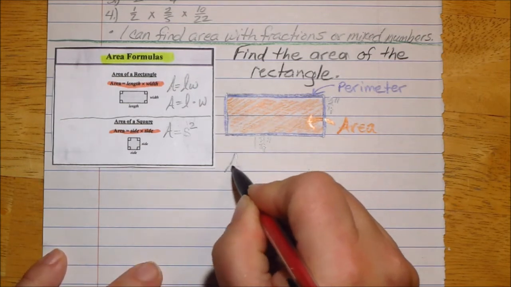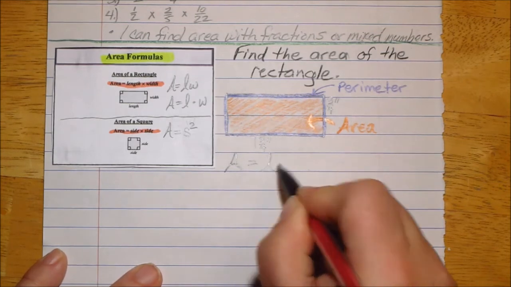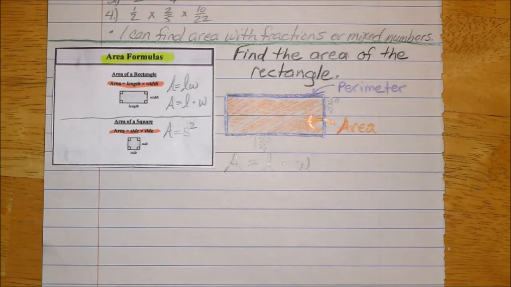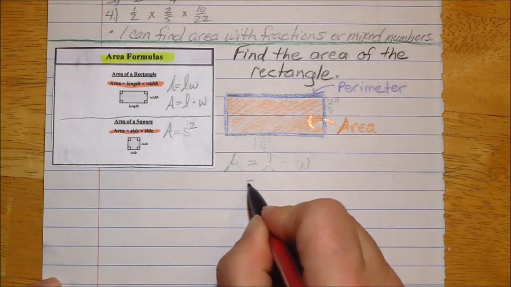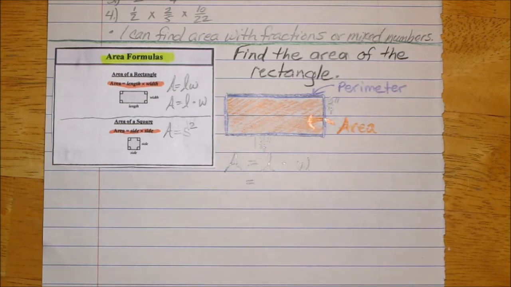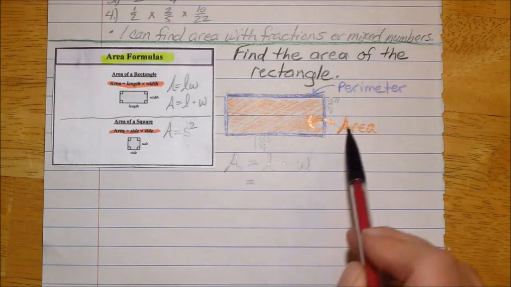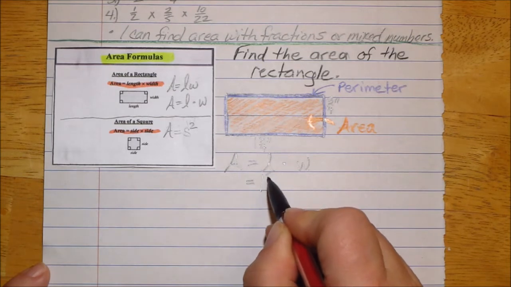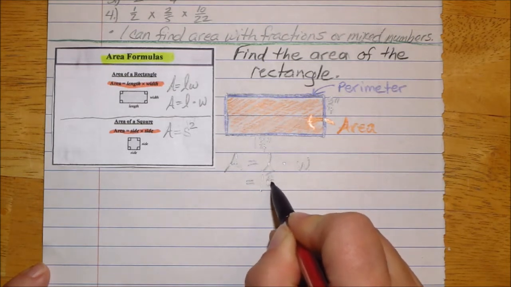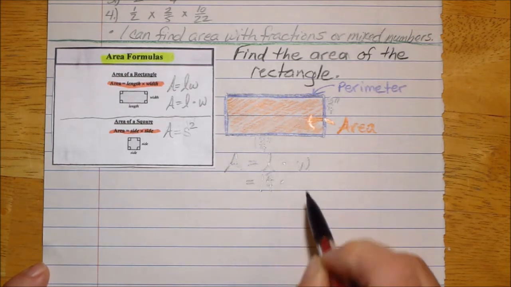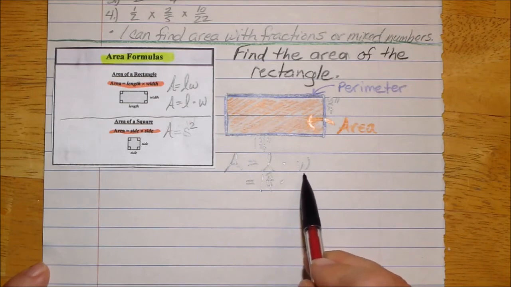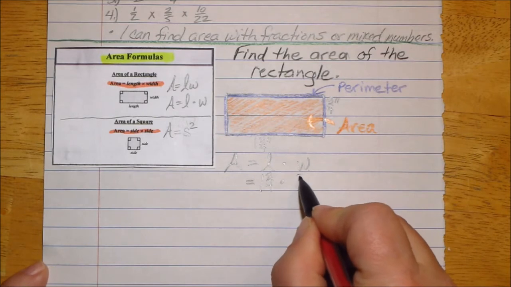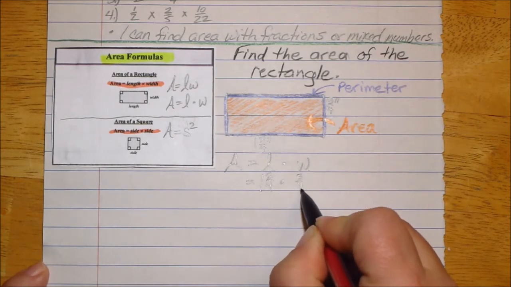A equals, remember my lowercase cursive here, length times width. All right, now the second step is to plug in our known values. We know what the length is and we know what the width is. So I'm going to write 1 3/4 right under where I've got my L in the formula, times, and right under where I have my W in the formula for width, I'm going to write the dimension of the width of our rectangle, which was 3/4.